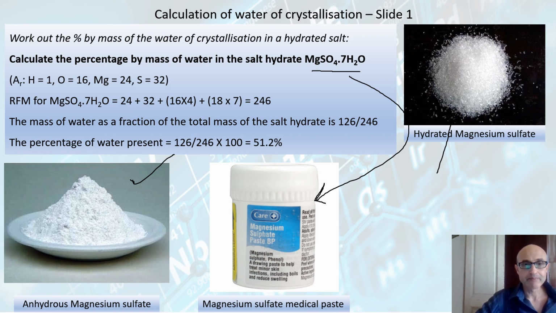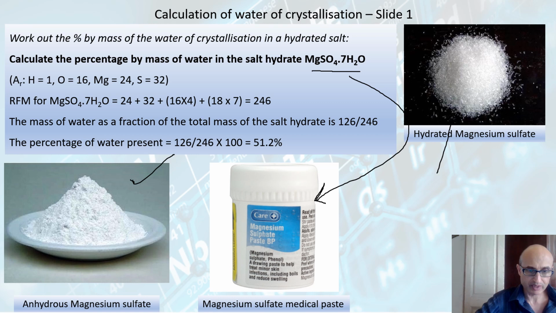Now, let's get to the calculation. If you are asked to calculate the percent by mass of water in magnesium sulfate 7 water, it's not difficult at all, okay? What you have to do is, once again, find the total relative formula mass for the compound.